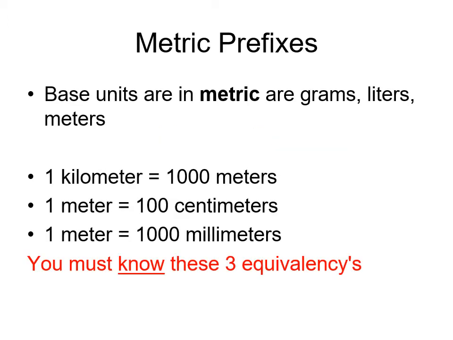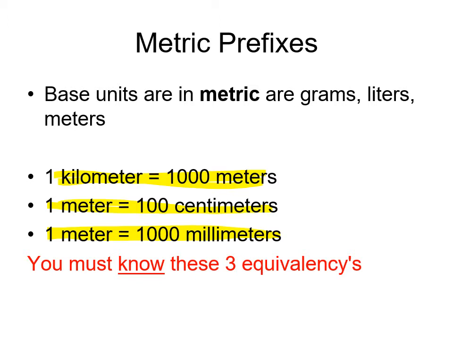Trust me. So before we get started with conversions, there are three conversions that you need to know. You need to just flat out memorize. 1 kilometer is 1,000 meters. 1 meter is 100 centimeters, and 1 meter is 1,000 millimeters. These are metric measurement units.